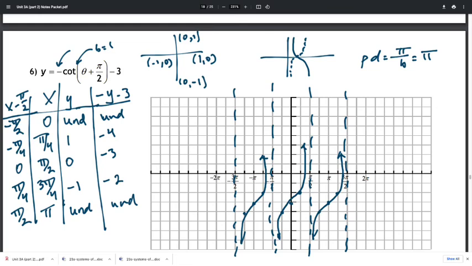All right, so hopefully you can see that's the cotangent graph that has been reflected. It's been shifted to the left, and it moved down 3. All right, that's it for these notes.